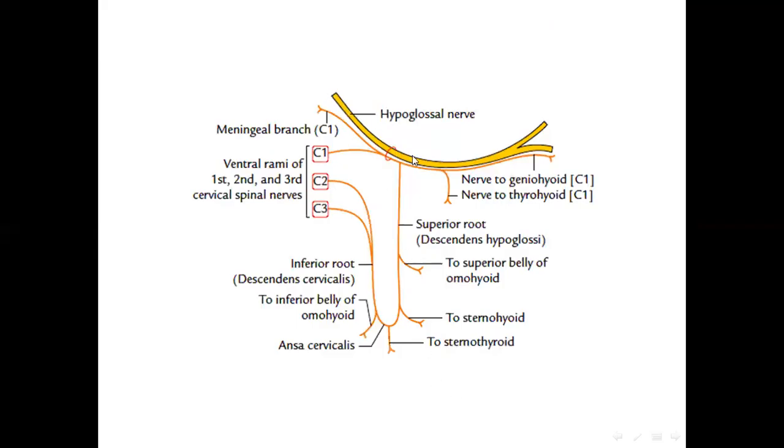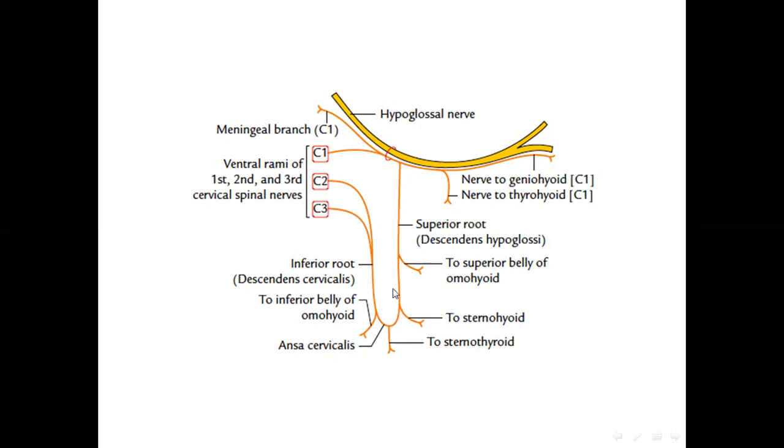So this is the hypoglossal nerve. You can see it is joined by C1. This is like the descendens hypoglossi, which has come down. And this is descendens cervicalis coming from C2, C3. Both of them will join to form a loop called ansa cervicalis.